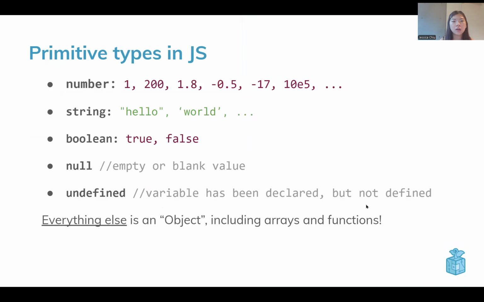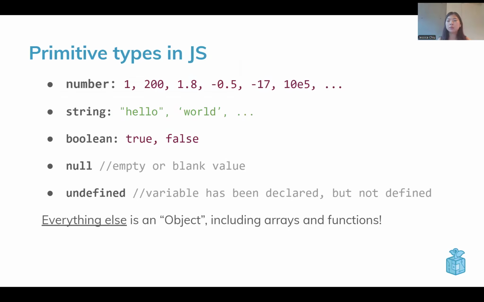Okay, let's talk some primitive types. There are 5 here. The first one is number. If you're used to Python or Java, you know there's usually int or float, but in JavaScript we just have numbers. This includes all integers and all floats or doubles. The second one is string, basically anything inside of quotes. It could be double quotes or single quotes, but you can have any character possible inside quotes, and that means it's a string.